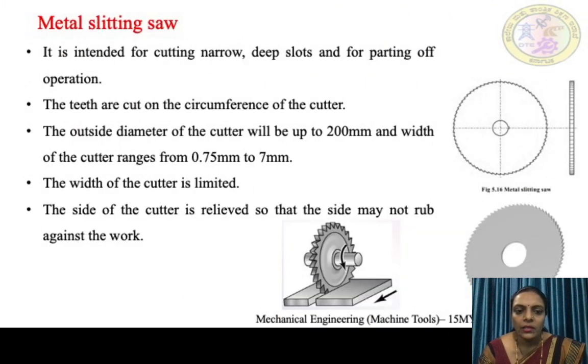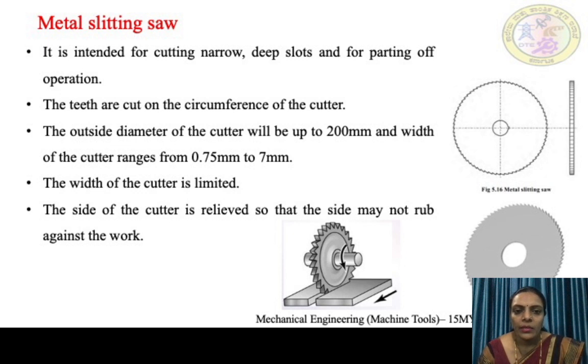Then come to the metal slitting saw. These are used for parting off operations or for slotting operations, mainly for cutting narrow and deep slots. The teeth are cut on the circumference of the cutter. Here the width of the cutter is very limited.